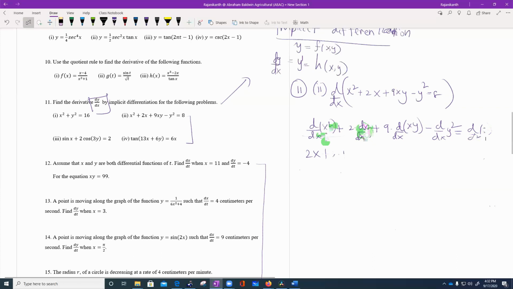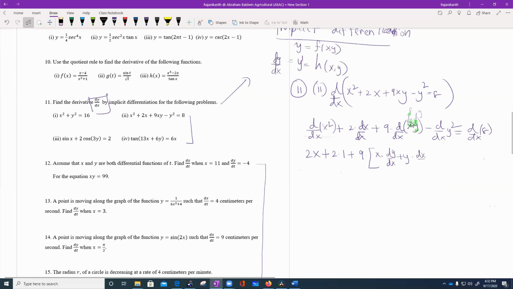Which is 2 times 1. Now, this is the catch. Here's the place we have to use the product rule, right? Because now you have two variables, x and y. So, I'm going to use the product rule here. You could think of this as function f, this as function g. Use the product rule: f times g prime, plus g times f prime.